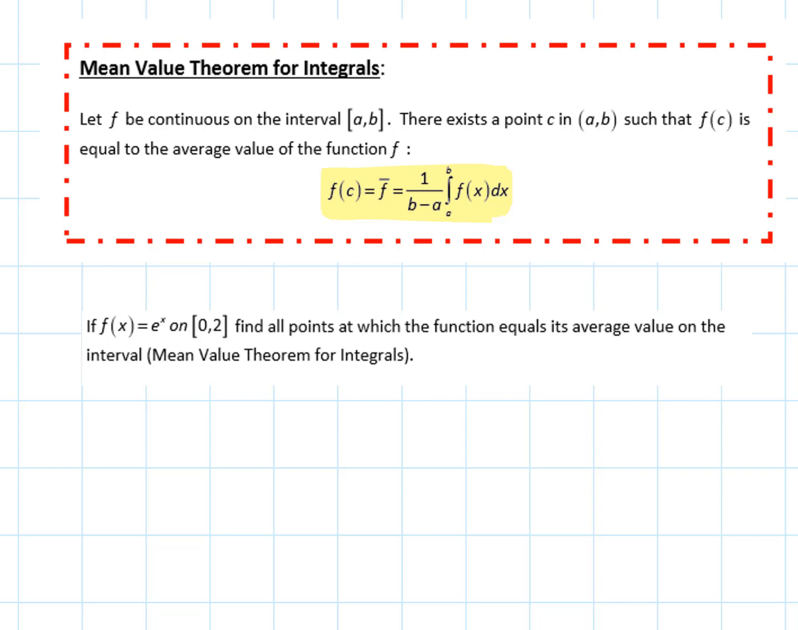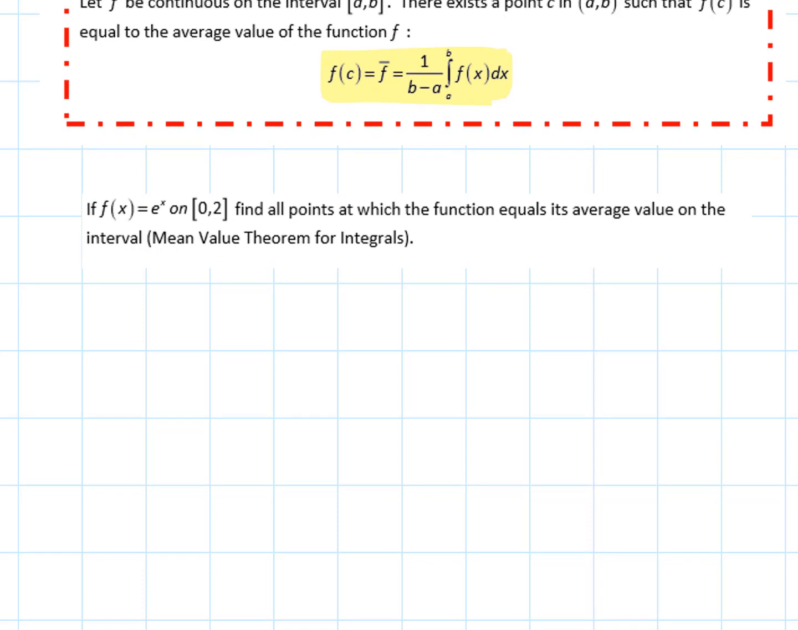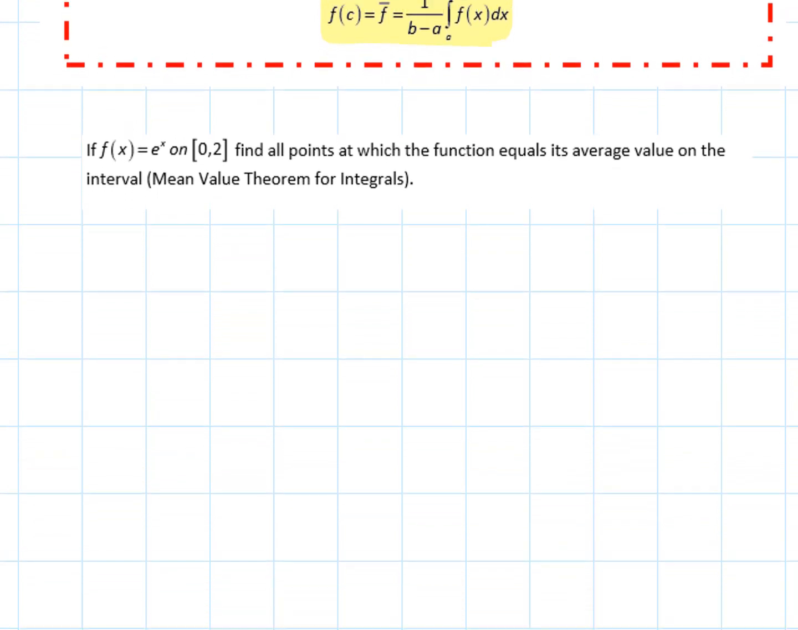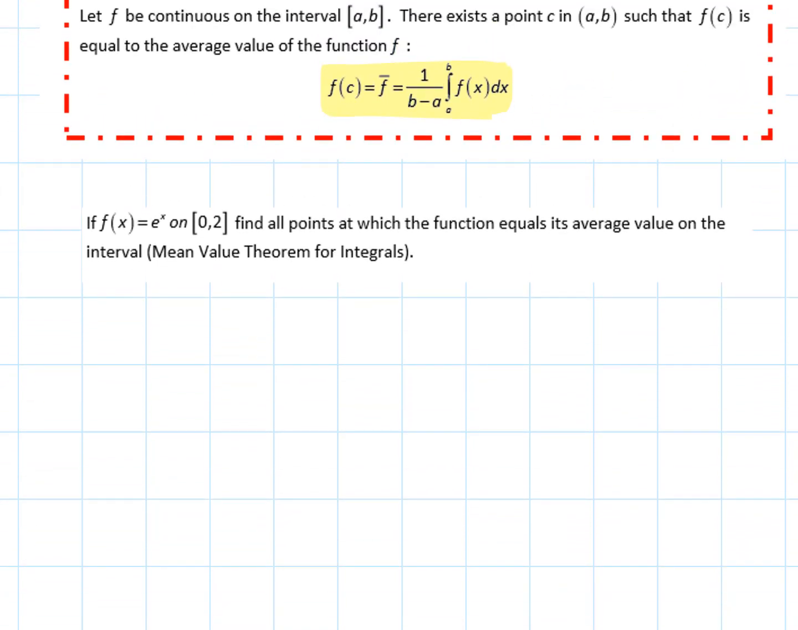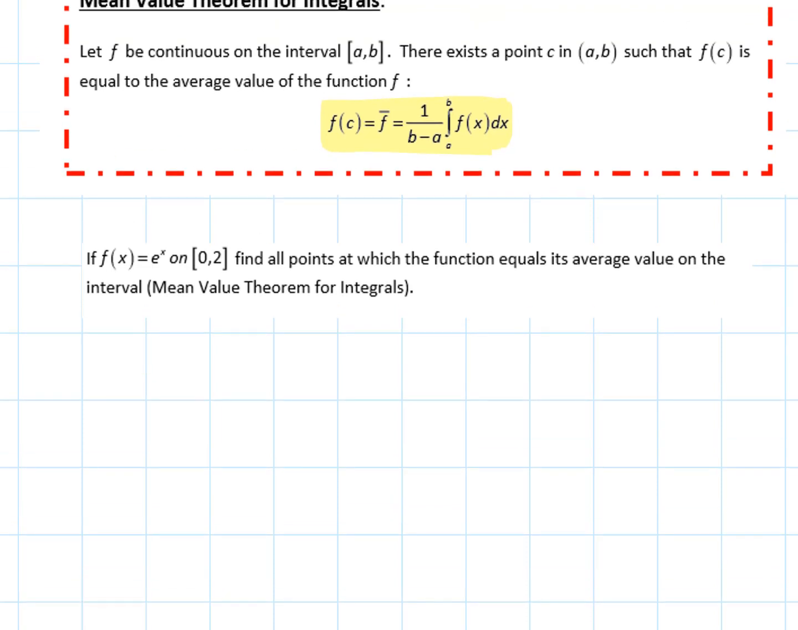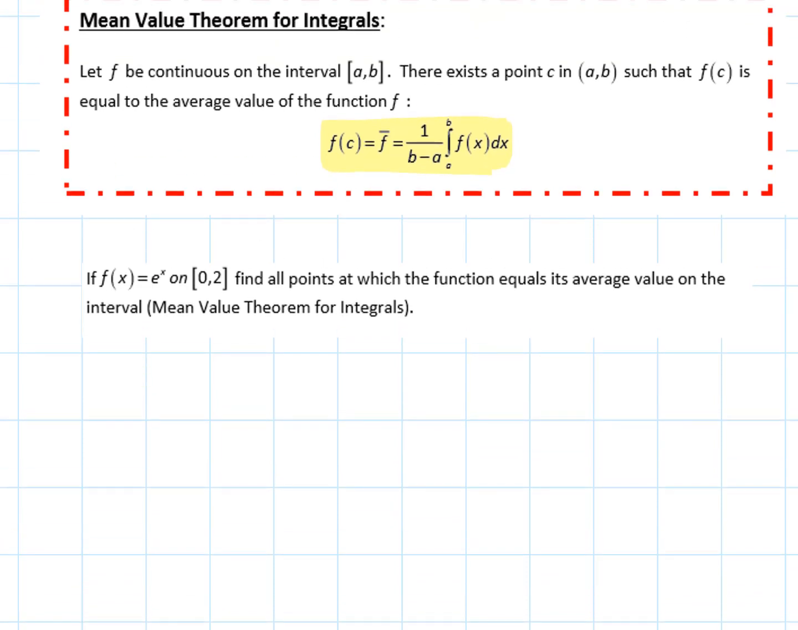So how do we do that? Well, let's take a look at an example. If we have f of x equals e to the x on the closed interval from 0 to 2, let's find all the points at which the function is equal to its average value on that interval. We'll find all of them if there's more than one, but there will be at least one by the mean value theorem, because we know that e to the x is a continuous function.